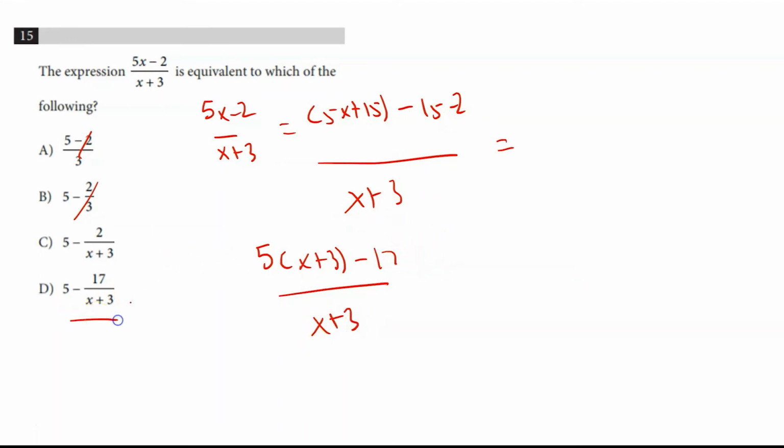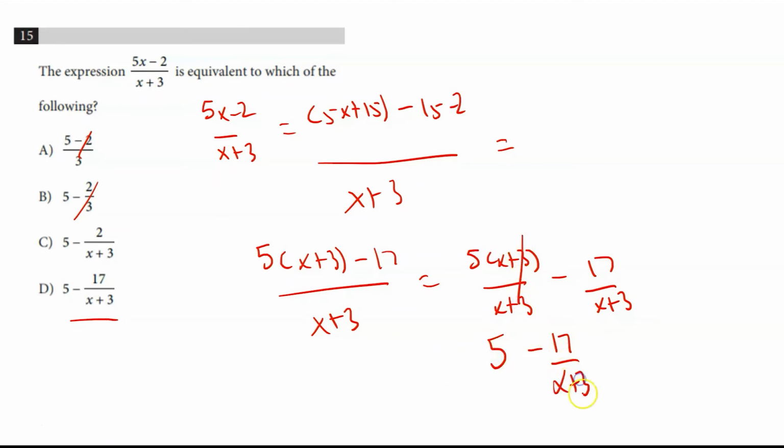So because this is split into two parts, we want to do the same with our numerators. So 5 times (x plus 3) over (x plus 3) minus 17 over (x plus 3). We see here that the x plus 3 is cancelled, so we're left with 5 minus 17 over (x plus 3). D is our solution.